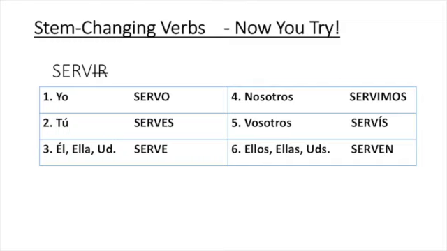Hopefully you know that two of these are correct, and that is the nosotros and the vosotros that do not change. Our others, we need to take our E, change it to an I, and we end up with sirvo, sirves, sirve, servimos, servís, and sirven. All right, so now you know three kinds of stem changes in Spanish. You know the E to IE, the O to UE, and the E to I.